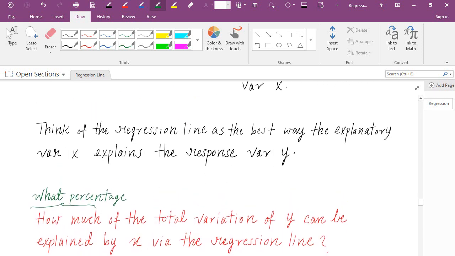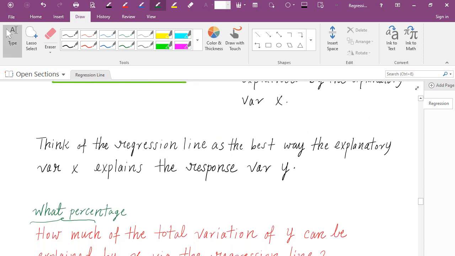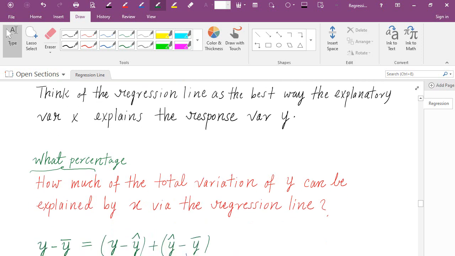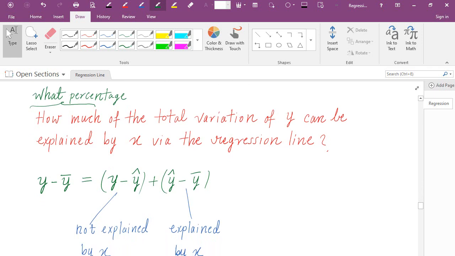Now, we're going to think of the regression line as the best way the explanatory variable x explains the response variable y. The question is how much of the total variation, or what percentage of the total variation of y, can be explained by x via the regression line. To do that, let's look at one variation of y.